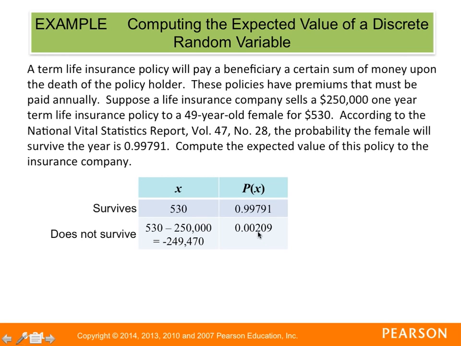And then to get the amount that the life insurance company is going to be out, we take the $530 that she paid and subtract the $250,000 payout that the insurance company would have to make upon her death. So the insurance company would lose, you notice it's negative because they're losing money, $249,470. Quite a bit of money, but there's not a very high likelihood of that happening.